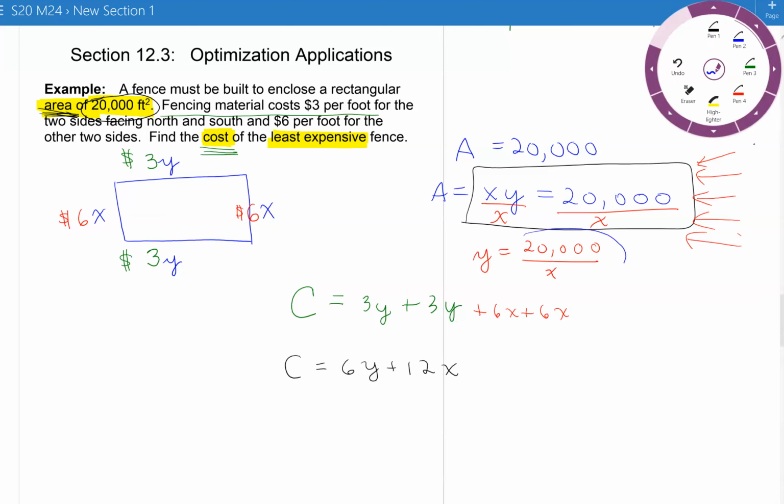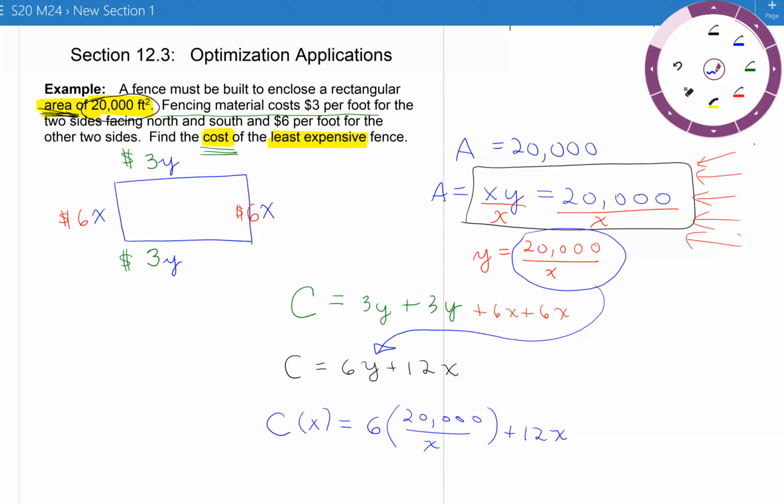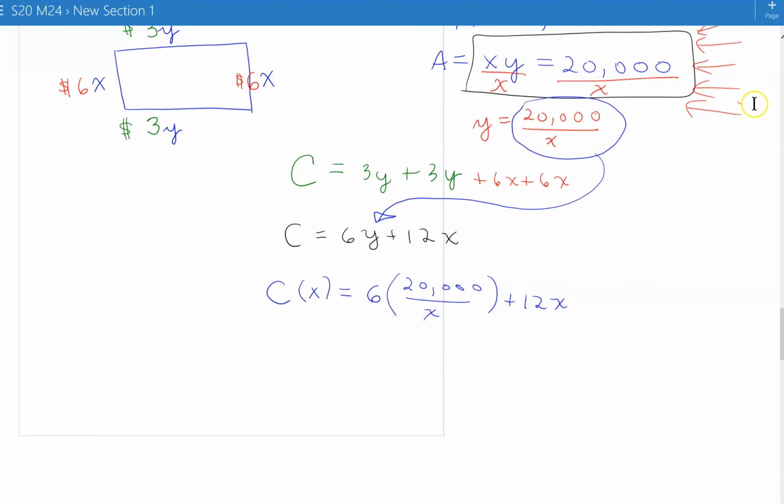So I'm going to take that 20,000 divided by X, replace Y with that quantity, and that's going to give me my function for cost that only has X in it. And then I know I'm going to do a derivative, so I'm going to clean this up a little bit to make it easier to do the derivative. So I'm going to have 120,000 x to the negative 1 plus 12x.